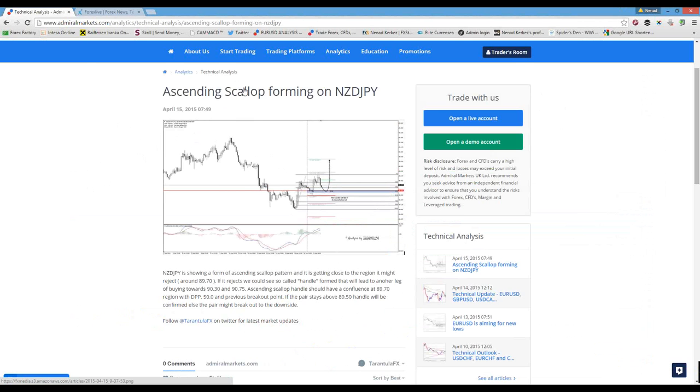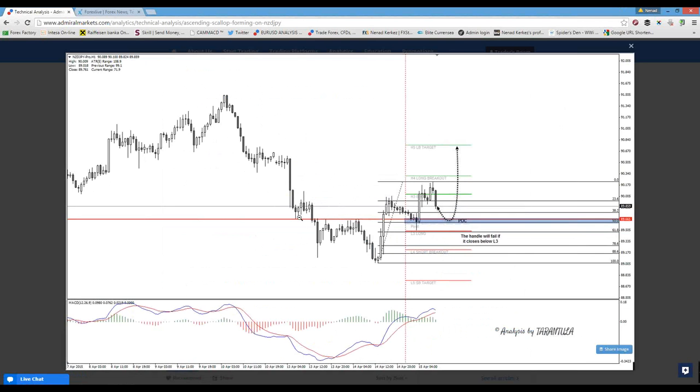And this was the analysis I did today. Ascending scallop forming. This is ascending scallop. This is the handle. This handle kicked in here and was rejected. So this is ascending scallop, this is the handle, with the Camarilla MACD trading method. The good analysis and good signal, definitely. I loved this trade today.